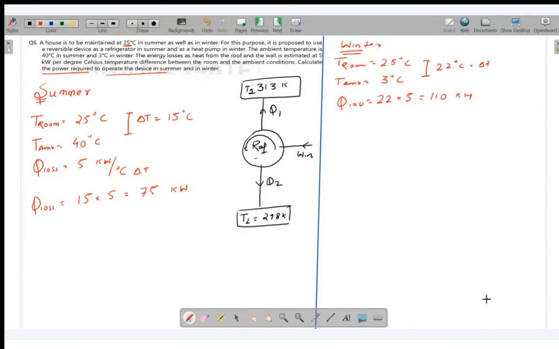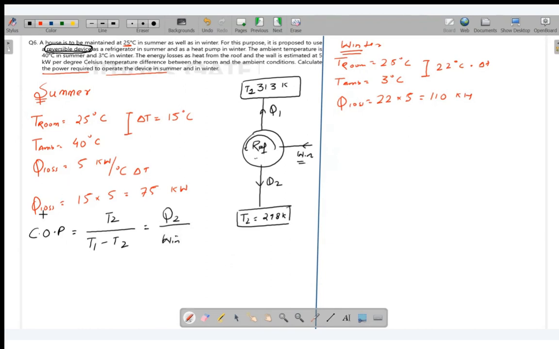Okay. Now I need to find out the power required. So you see, it is a reversible device. Okay, they are saying it is a reversible device as refrigerator, and the heat pump is reversible. So I need to find out this. So COP, can you tell me what is the COP of a refrigerator? What should I write in the numerator? T1 or T2? T2. Yes, very nice. T2 upon T1 minus T2 is equal to Q2 upon work input.